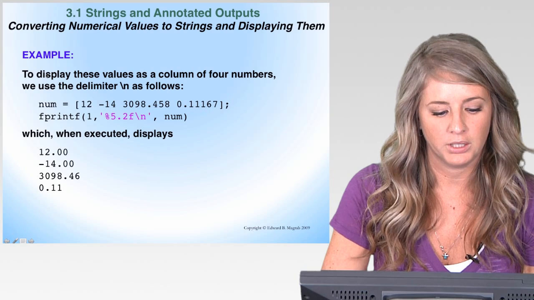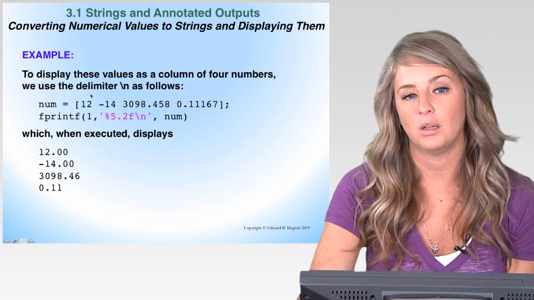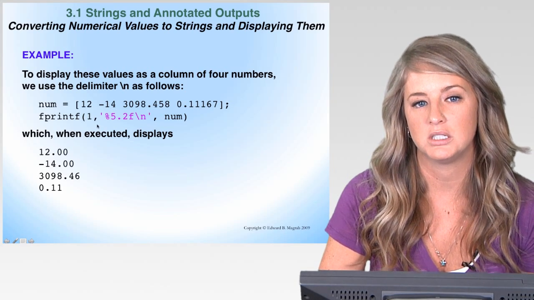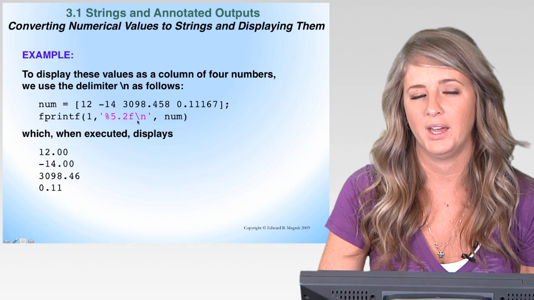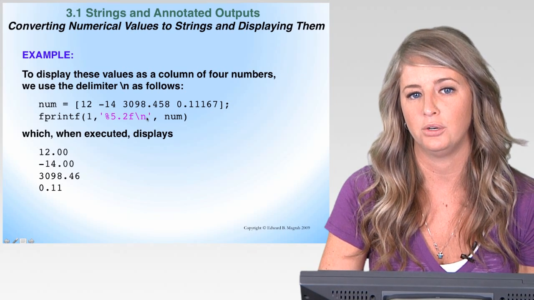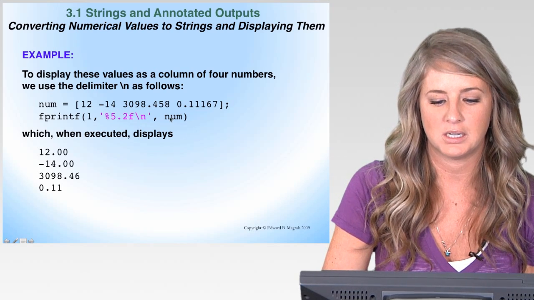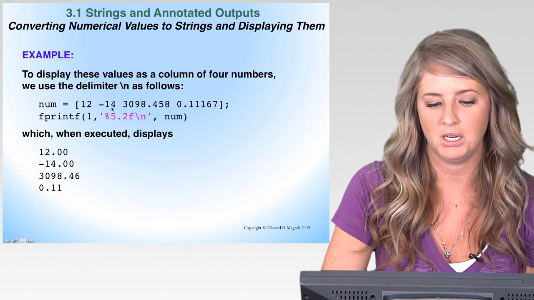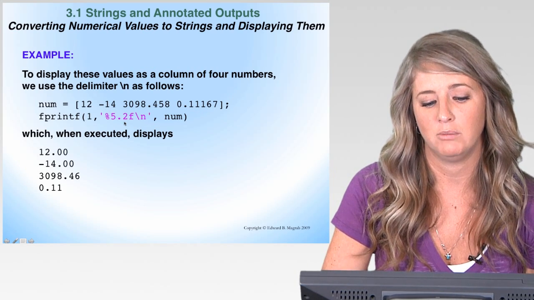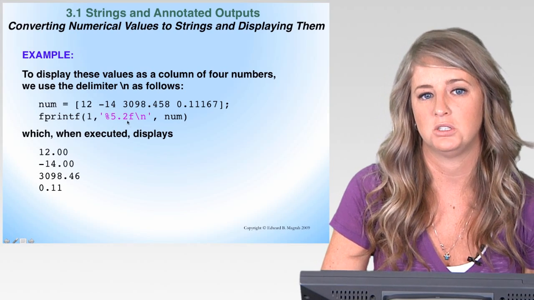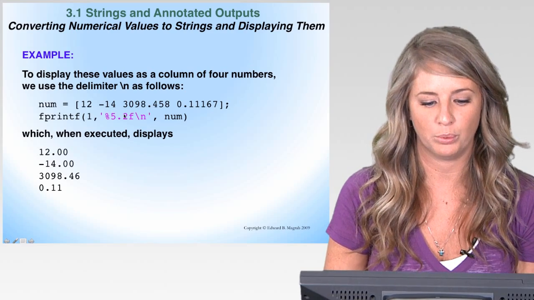Here's another example here. This time, instead of displaying it as a row, we're going to display it as a column. And so the difference that you see here is this \n. And what that does is it creates a new row. It makes it move down to the next line. So basically for each element of num, it's going to put that on a new line, still using that same formatting specification, minimum of 5 digits, and then 2 places following the decimal point.